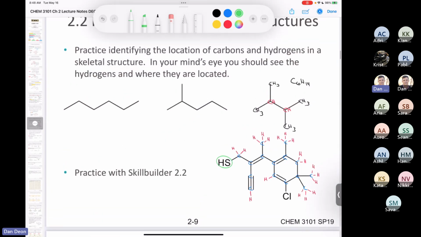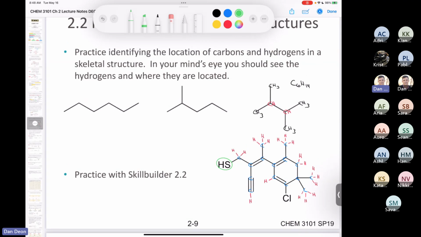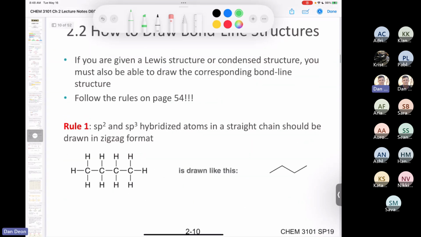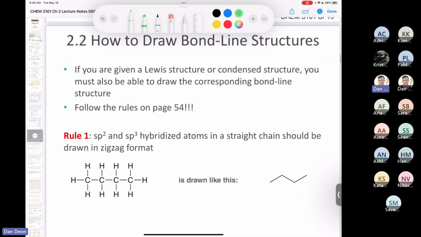But again, like it said in the previous slide, bond line structures are the benchmark. It's the benchmark method of communication of structures in organic chemistry. All right. So we've already gone over the whole idea of zigzag. So when you have a straight chain, you have to draw it as a zigzag. It doesn't matter if you zig or zag first. Doesn't matter. These 2 things are perfectly identical. So again, that only applies for sp2 and sp3 hybridized carbons.